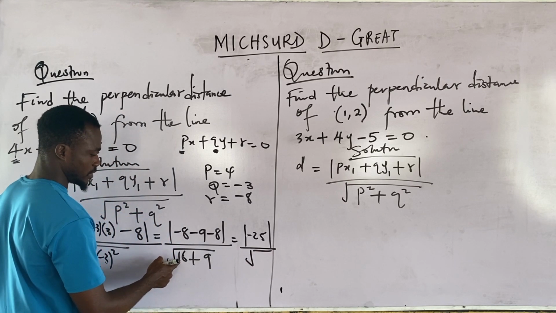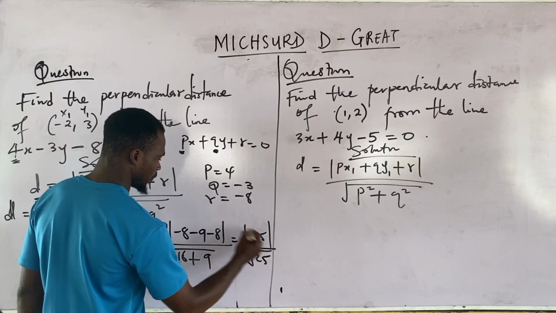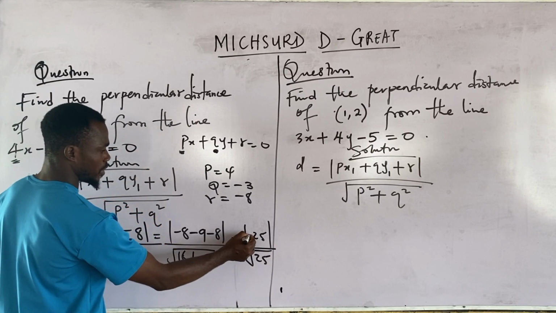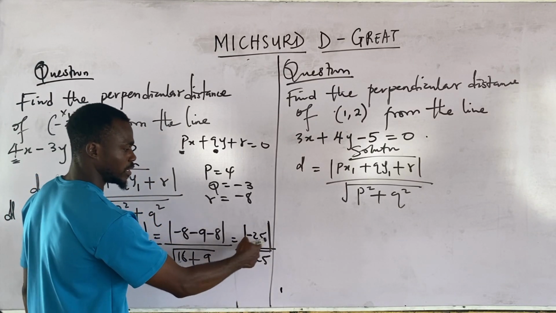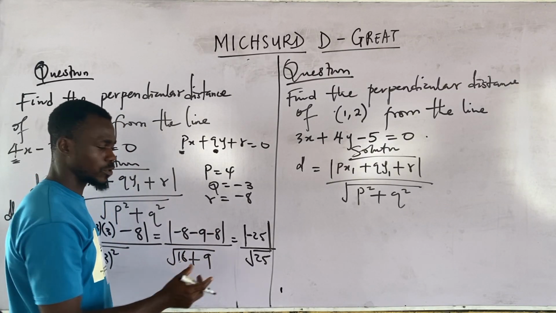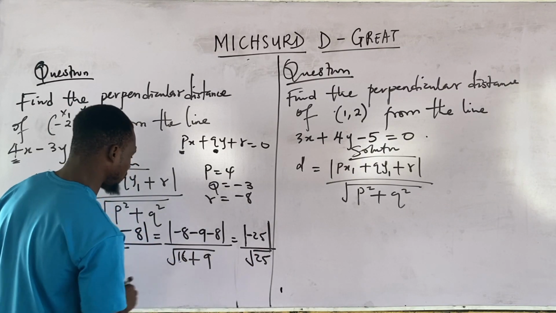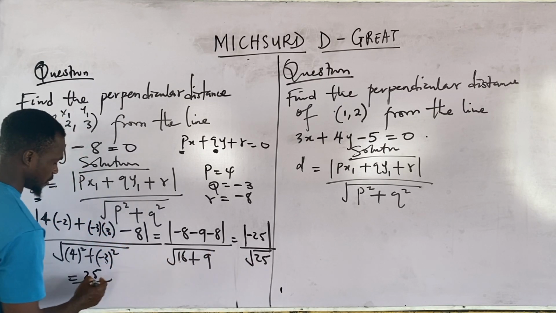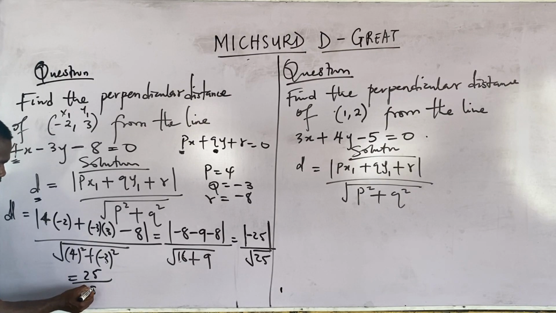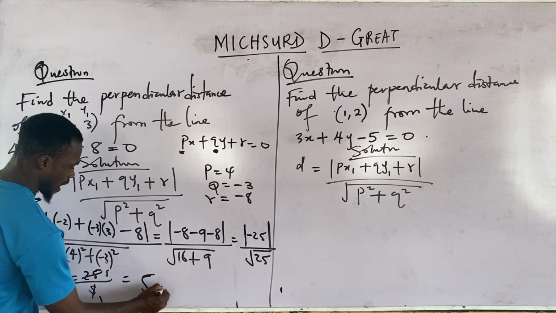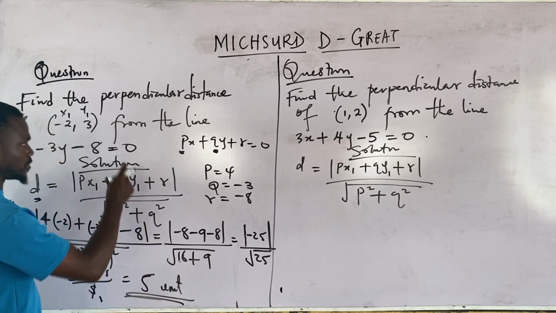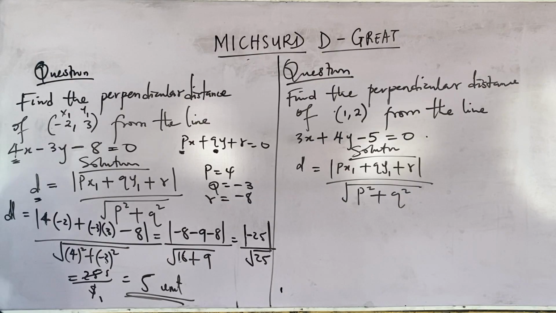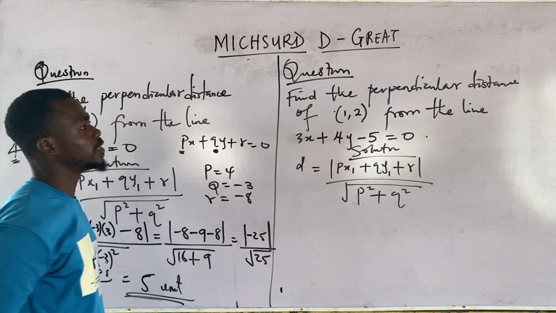Then we have 16 plus 9 will give us the square root of what? 25. So remember, whenever we have magnitude, it means change everything to be what? Positive. So here it will be positive 25. So what we now have is 25 all over the square root of 25, which is 5. Now you can see that 5 can cancel 5. So the answer is what? Is 5 units. So the perpendicular distance from this point to this line is 5 units. So let's try the next question and see.